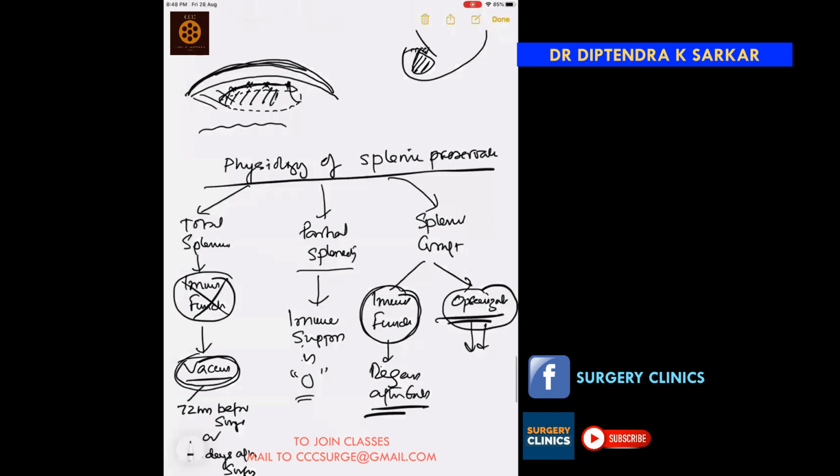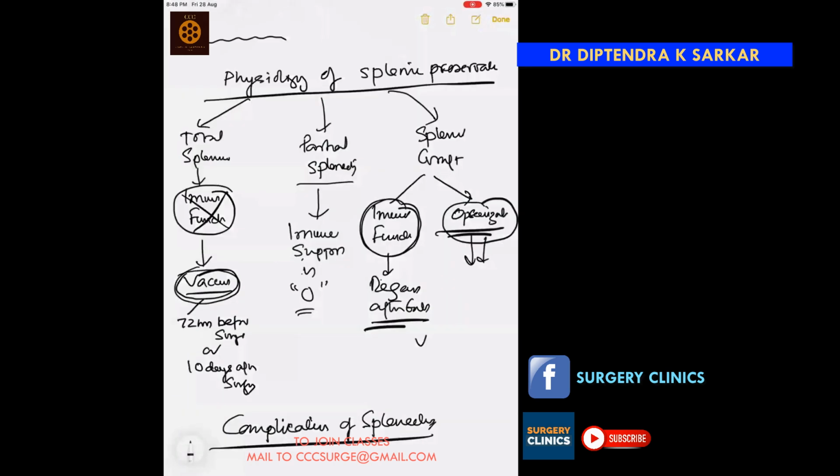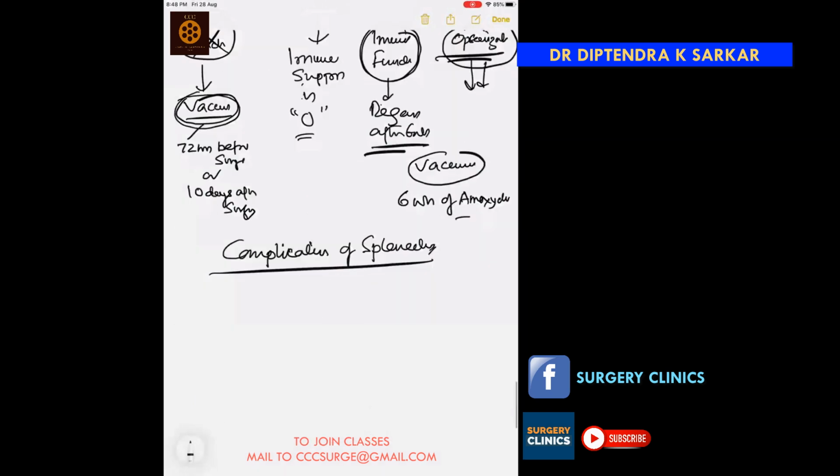So you should either vaccinate them, or if you are not vaccinating them, you must give 6 weeks of amoxiclav as a prophylaxis to these patients. Clear?